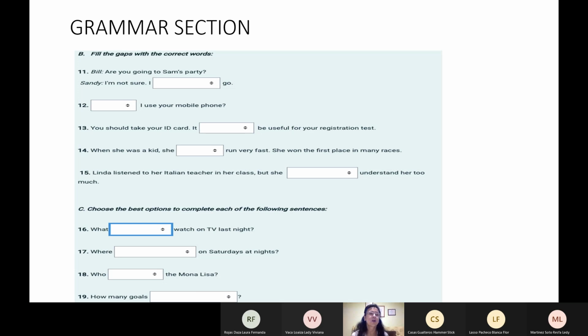Continue, number 14. When she was a kid, empezó la oración en pasado. She could run very fast. She won the first place in many races. Claro, could, porque está hablando de habilidades y del pasado. Ella pudo. Ahí no puede ser can porque no está hablando del presente. Tampoco es should porque no está dando consejo, sino está hablando de habilidades que refieren al pasado. She could. Very good.